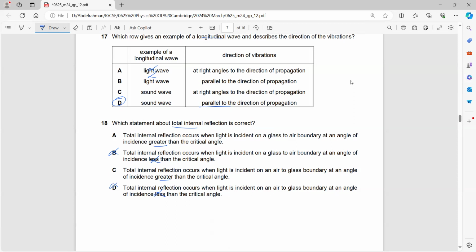Total internal reflection occurs when light is incident on a glass to air boundary or on an air to glass boundary. So should the light be moving from the glass to the air or the other way around? It has to be moving from glass to air. It cannot be going the other way around.